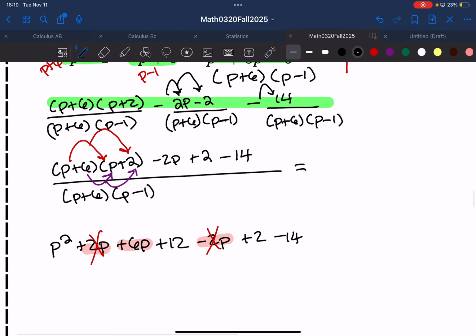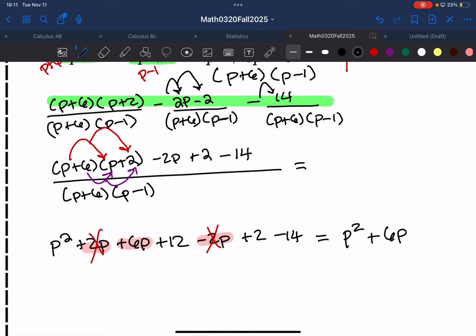So simplifying this further, we have p squared, because there's no other p squareds there to combine, plus 6p. And then what else can we combine? So 12, negative 14, anything else? The 2. Okay, so 12 and 2 is 14. 14 minus 14? It all cancels. It's 0. So this cancels, this cancels, this cancels. Okay, which means on our numerator, we have p squared plus 6p.